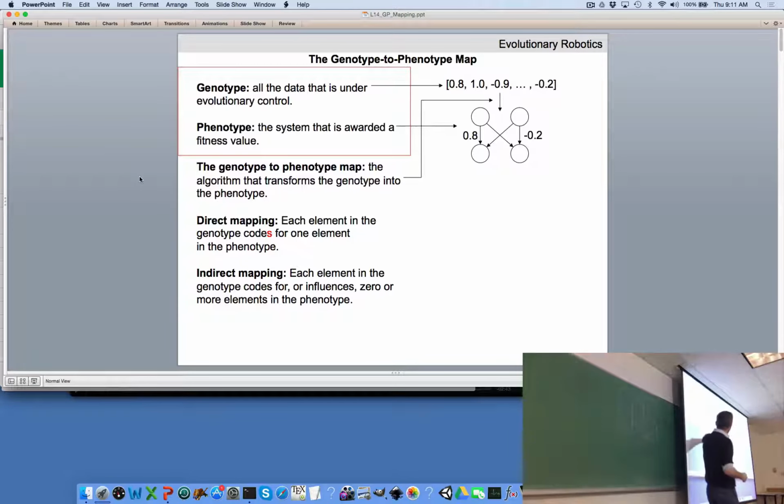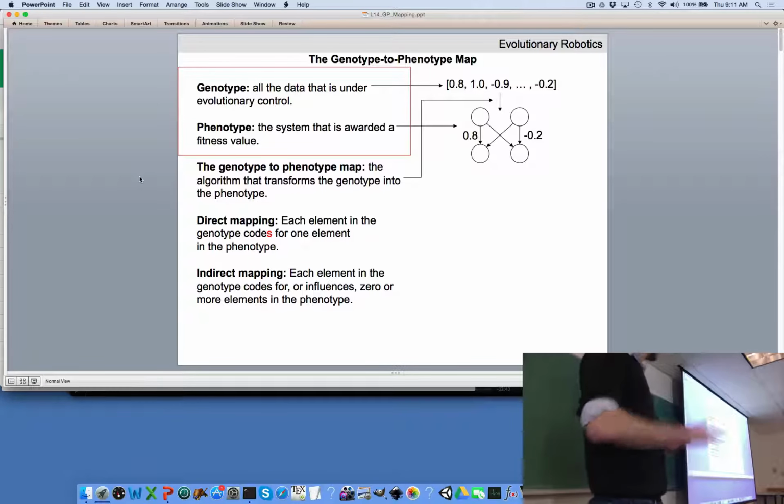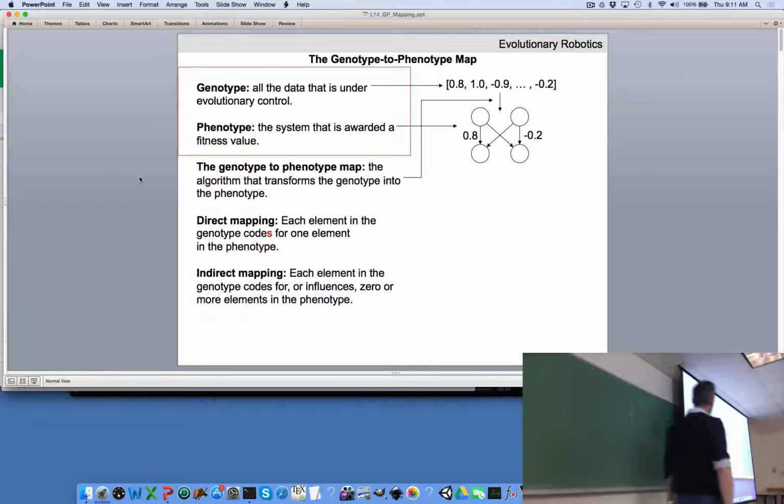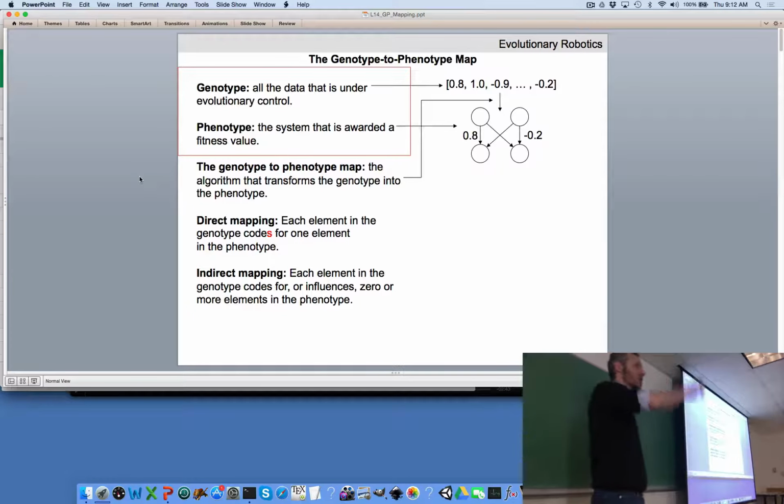Okay. The mapping that you've been developing in your projects is a direct mapping, right? You have 32 synapses, so you have a genotype that has 32 numbers in it. It's direct because each element or each number in the genotype codes for just one element of the phenotype. There's a few spelling mistakes in these slides. You'll notice that with the red there. Okay, so a direct mapping is nice because it's simple, but it has this problem that if we scale up the complexity of the phenotype, the number of numbers in the genotype goes up quadratically or even worse, right? So we don't want to do that.